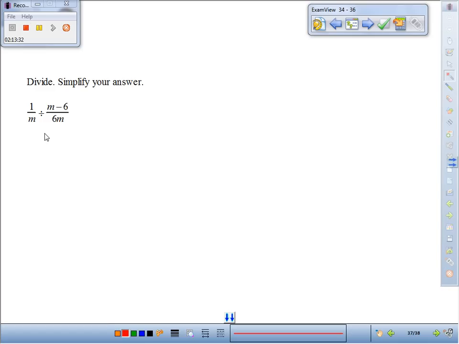Guys, focus. We have two fractions dividing. Therefore, we need to rewrite it. First fraction stays the same, and we multiply times the reciprocal, which is 6m over m minus 6. Are we there so far? Okay. So now, can I simplify this fraction anymore? How about this one?